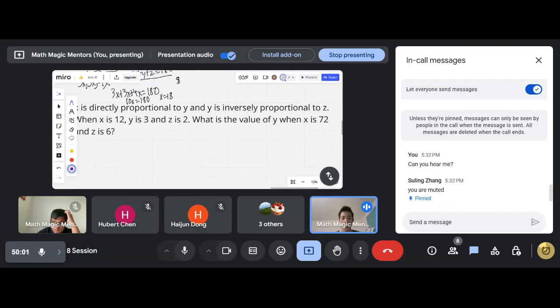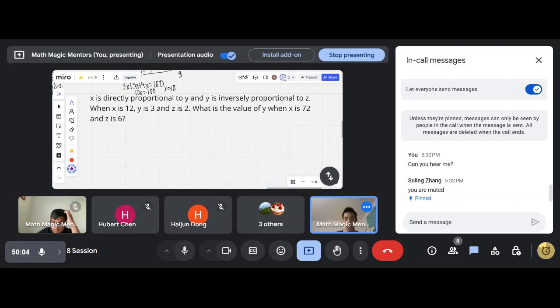Okay, cool. We have one last example for direct and inverse proportion. It reads: x is directly proportional to y, and y is inversely proportional to z. When x is 12, y is 3, and z is 2. What is the value of y when x is 72 and z is 6? This looks a little different because we have three variables, x and y and z, and we want to relate them somehow such that we finally get the value of y, right?